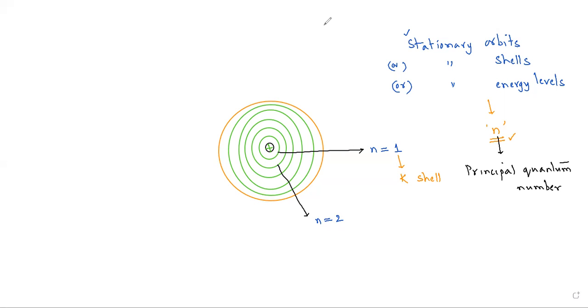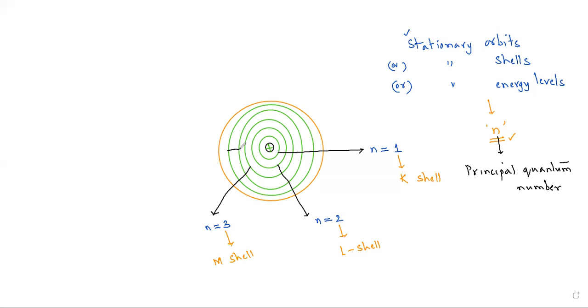Now when n is equal to 2, it is called L shell. Then go for the third one. For this n is equal to 3. So these are all principal quantum numbers. Of course, now we call them stationary orbits or stationary shells, but later they were named as principal quantum numbers. Now what is this? This is called M shell.